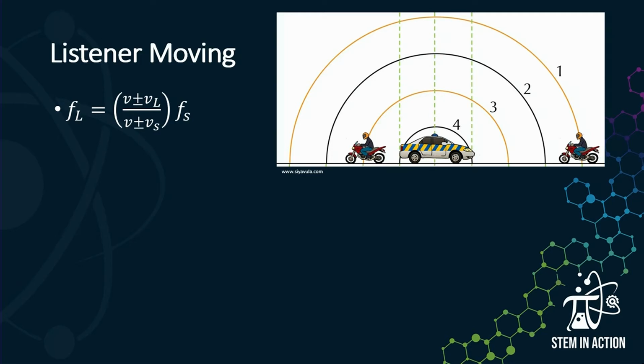On the other hand, we can have a look at what happens when the listener is moving. And so if the listener is moving, automatically that means that our source is stationary. If we have a look at our formula, that means over here, the velocity of the source is going to become 0, and so our formula changes to just have the velocity at the bottom.